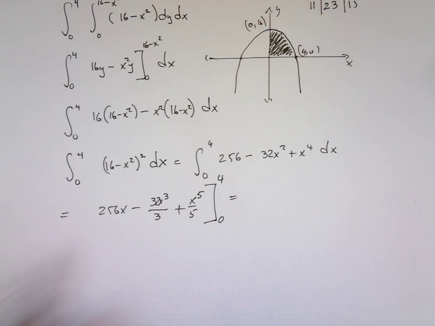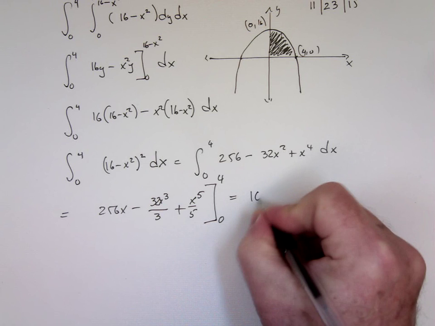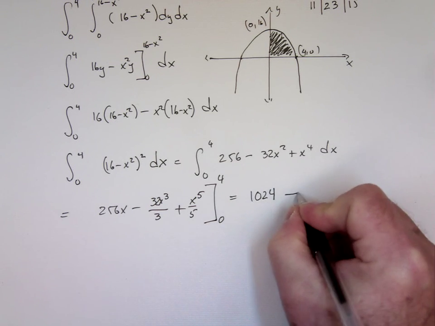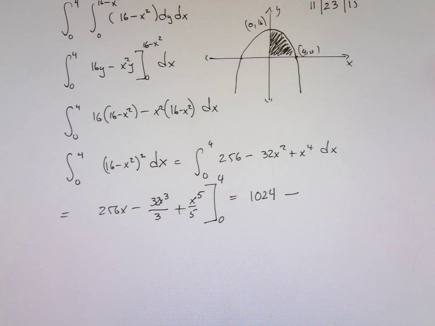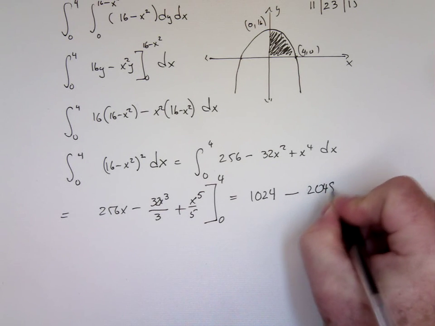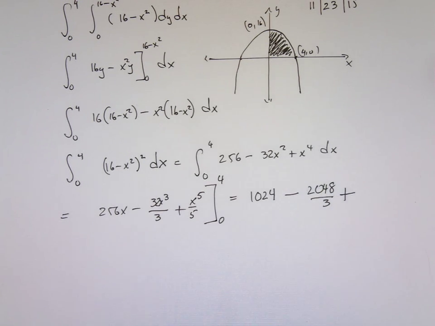Substitute in 4, we get 4 times 256, that's 1024, minus 4 cubed is 64 times 32. 64 times 32 is, I don't know, we could do this, right? 64 times 32. 60 times it is 1920. 4 more is 128. That gives us 2048, I believe. Yep. And 4 to the 5th power is 1024 again, I guess. Yep.